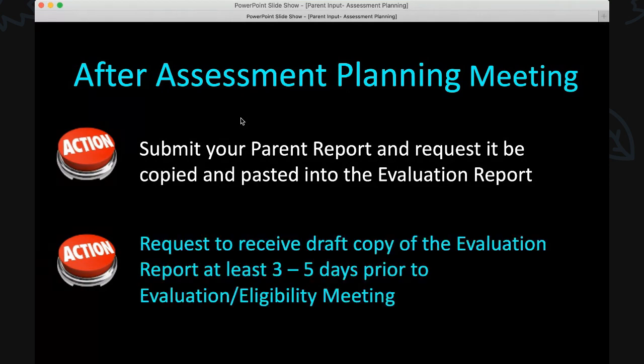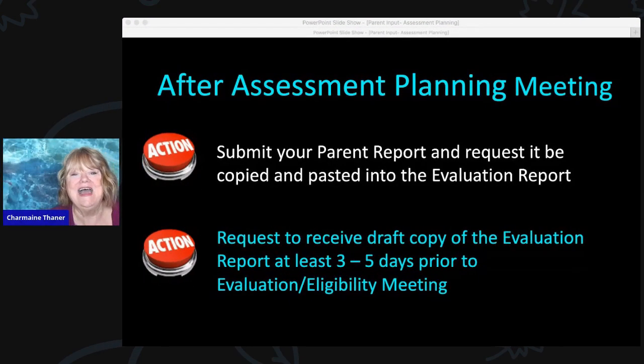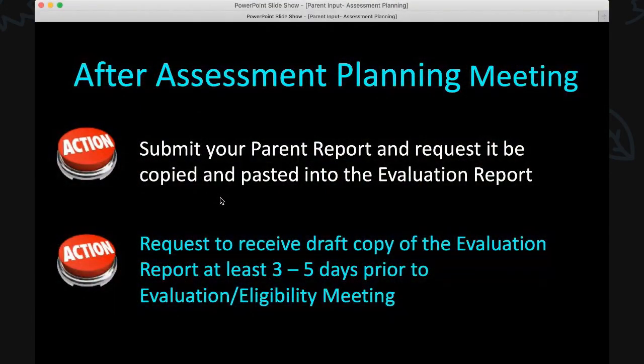The other thing that you can be doing is to send an email and request that you get a copy of the draft eligibility report, evaluation report, at least 3 to 5 days before you have that evaluation/eligibility meeting. So you have time to read it over, digest it, see if you have any questions. Just like you want to receive a draft IEP ahead of time, you also want to see the draft evaluation report ahead of time. So that's really important for you to know that.